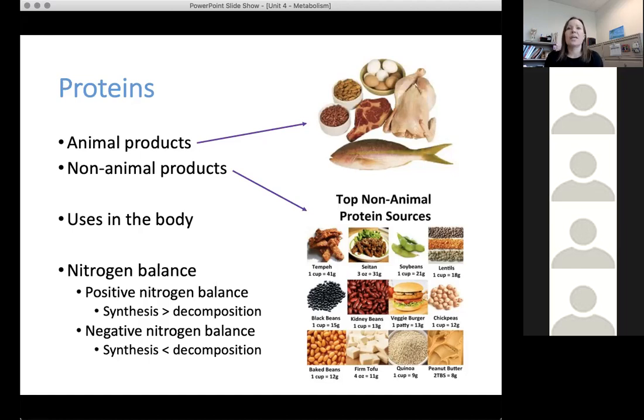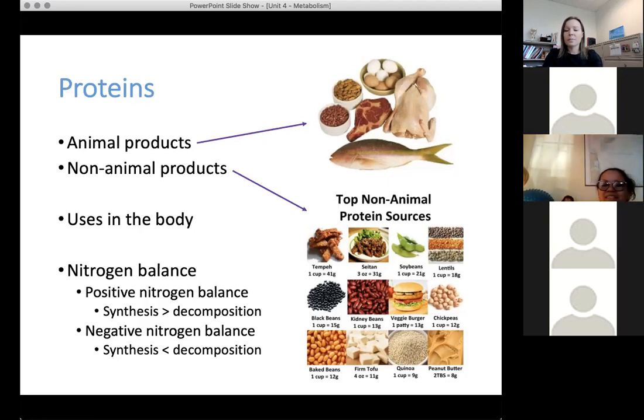Another use in the body is that they can act as enzymes and hormones. And then finally, they can serve as a source of energy, but typically only if there's not carbohydrates or fats available. So your body is always going to use carbohydrates first for energy, then fats. Then if it has to, it's going to use proteins, but that's kind of like a last resort thing. So for the dietary requirement, 10 to 35% of total calorie intake should be protein.